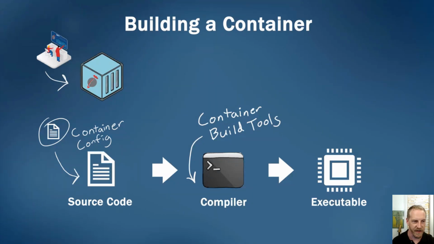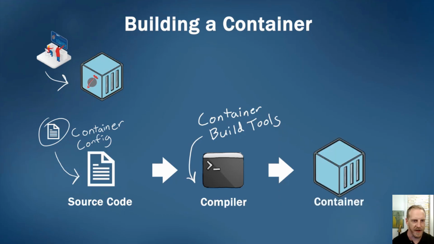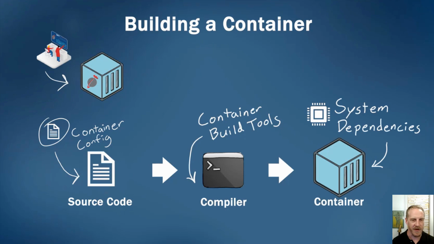You need a container config. This will define the container and everything that's going into it, including your software. And then you need container build tools. So this is as simple as installing something like Docker on your desktop. And once you have Docker on your desktop, you write a configuration file, and you can package up your software as a container. It's actually pretty straightforward.